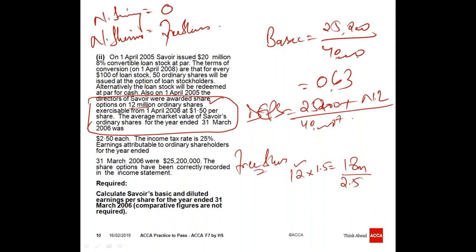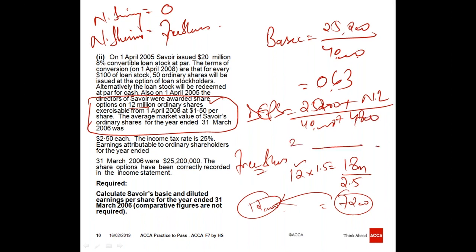Yes, 2.5. So if I go with the 18 million and purchase the shares at the market value of 2.5, we get the value of 7,200. So 12,000 is the value of the shares that I have received, and at market value I should receive 7,200. So there are certain shares which are free for the company. So the amount will be 4,800. So this is how we have calculated the diluted EPS scenario.